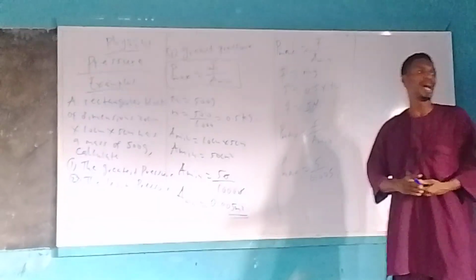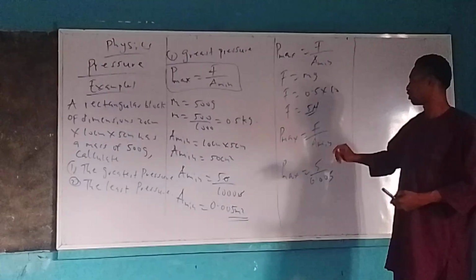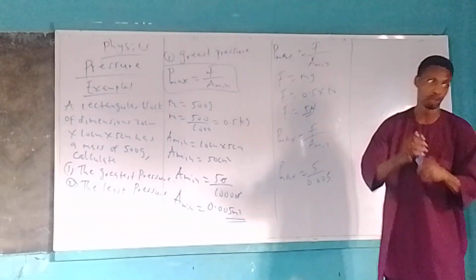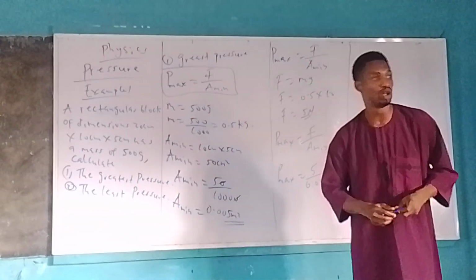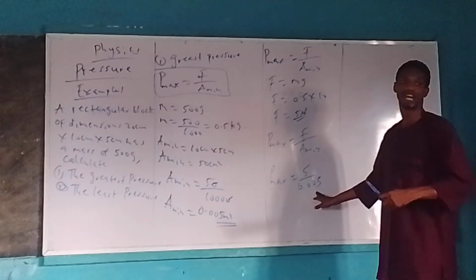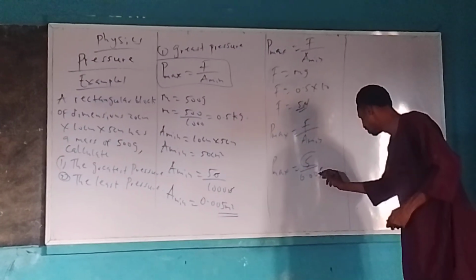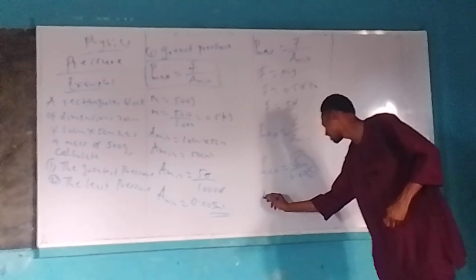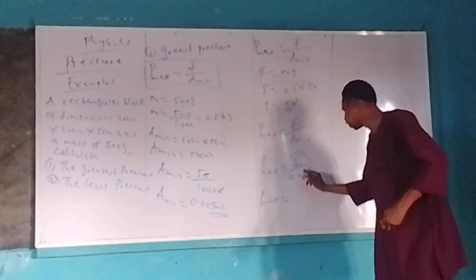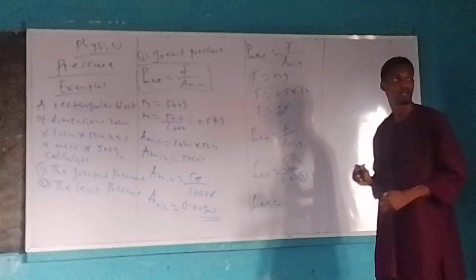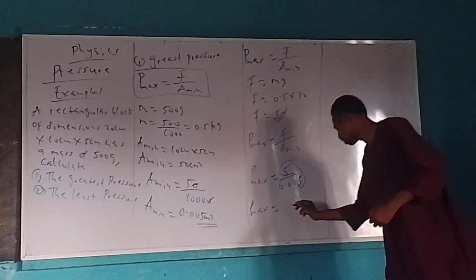That is why I said that whenever you are studying calculation, you don't need a calculator. You can solve this without using a calculator. How? Just pick this 5 and this 5. Now P max is equal to what? 5 divided by 5 is 1. So you write your 1.